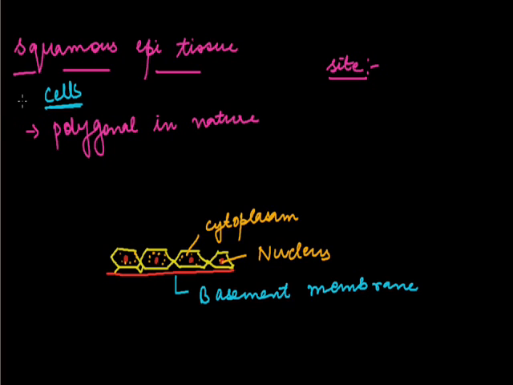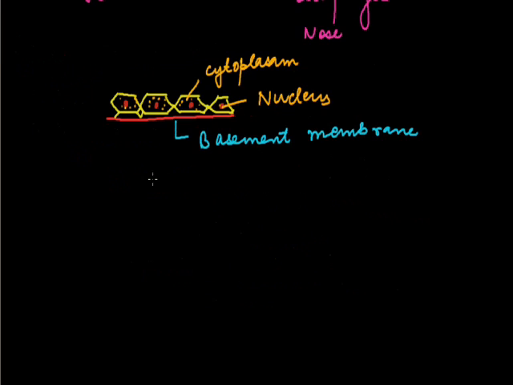After discussing this, we'll discuss where this squamous epithelium is found. First is the shape, and second is the site. It is found in the lining of the mouth, esophagus, and nose.